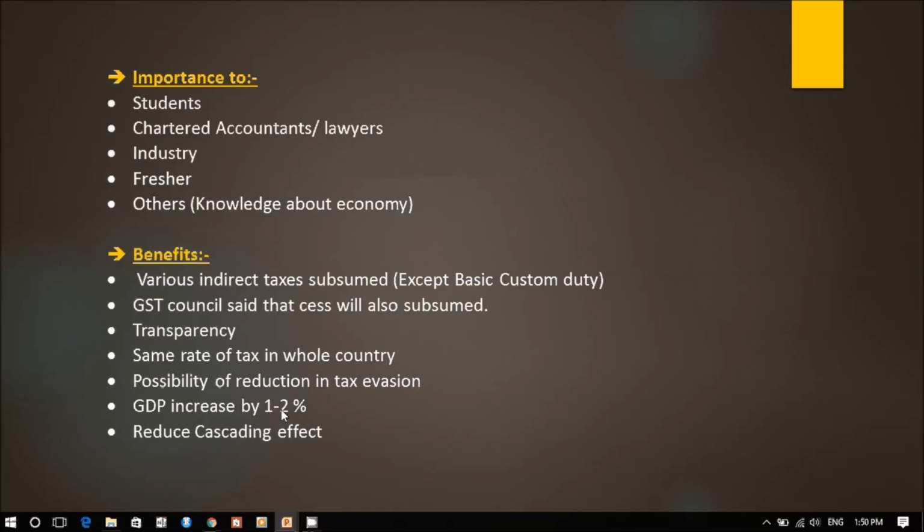I know our VAT also did a lot for removing the cascading effect, but it doesn't remove the cascading effect fully. Because if you are selling the goods interstate, then the CST would be levied at the rate of 2%, and the credit of that 2% is not allowed.